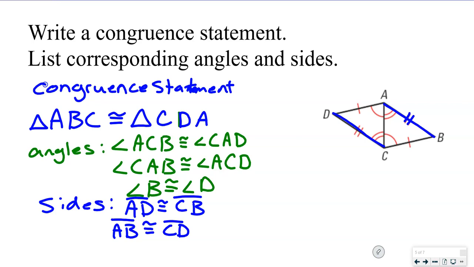And then the last one is the one that we mentioned shares a side, where they're sharing A and C. And now it doesn't have tick marks there, but you could put 3 tick marks there because we know that it's congruent. If it's the same side, AC, CA, they're the same side. So side AC is congruent with CA. Would be our last side.